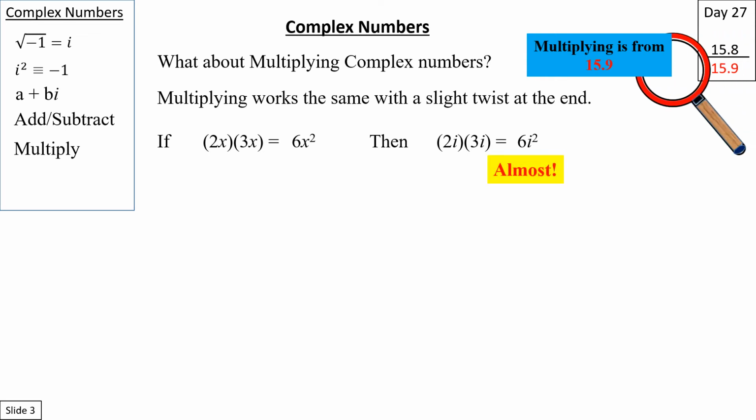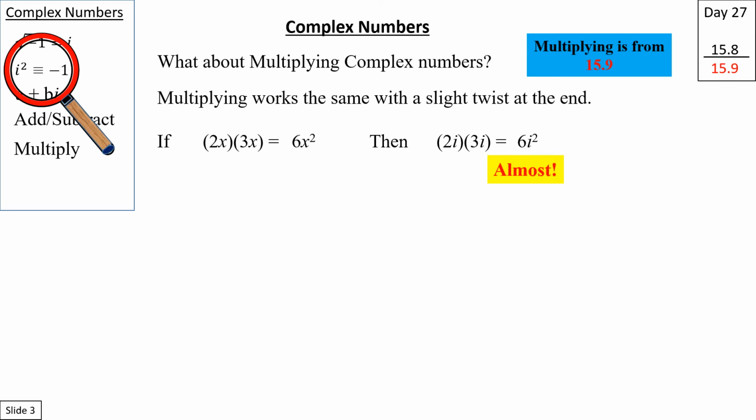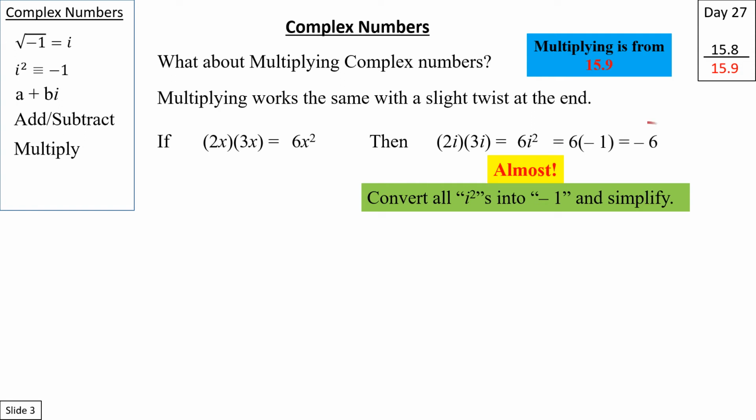So if 2x times 3x is 6x squared, then 2i times 3i would be 6i squared. Almost. If you remember, i squared is defined as -1. So this is the twist. When you're done multiplying, you need to convert all i squareds into -1. So now it becomes not 6 times i squared, but 6 times -1, which gives us -6. So we multiply the i's just like x's, but at the end we get that little twist. We've got to take all the i squareds and make them -1 and then simplify.